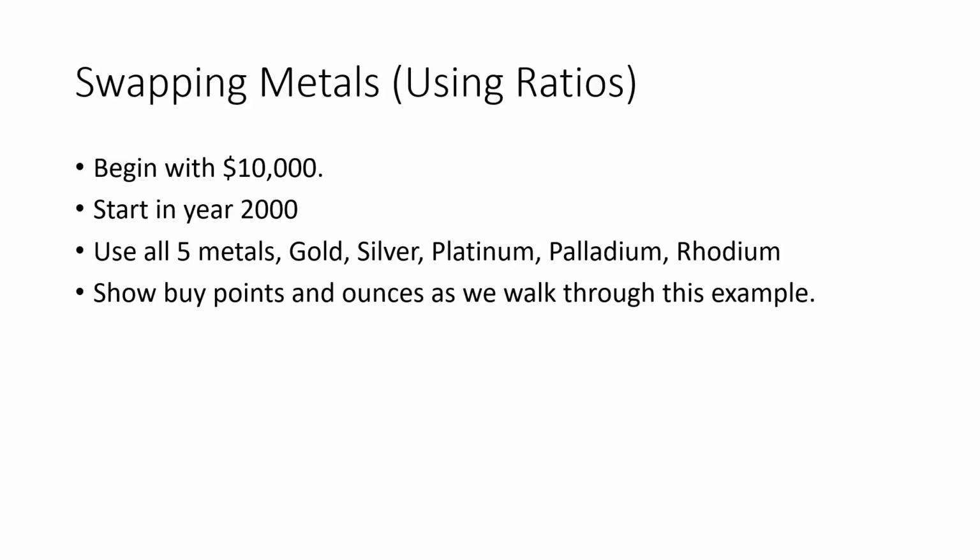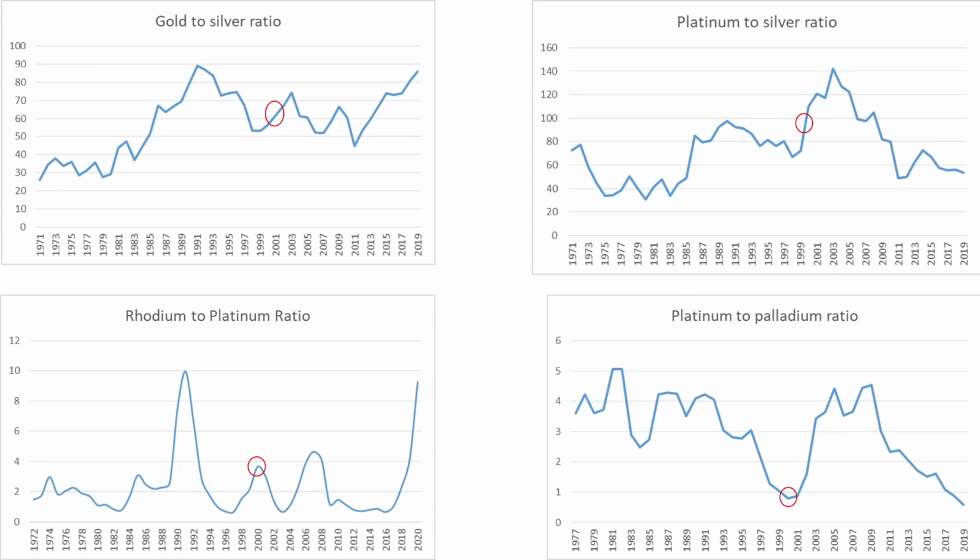We're showing buy points and ounces as we walk through this example. So I'm going to show you what I would buy, why I would buy it, and I'll show you the ratios and the charts that I'm looking at, exactly what I would do today. So I'm looking at these charts. This is, remember, the year 2000. That's where those red circles are at. And we're looking to see what the cheapest metal is because we just arbitrarily chose 2000.